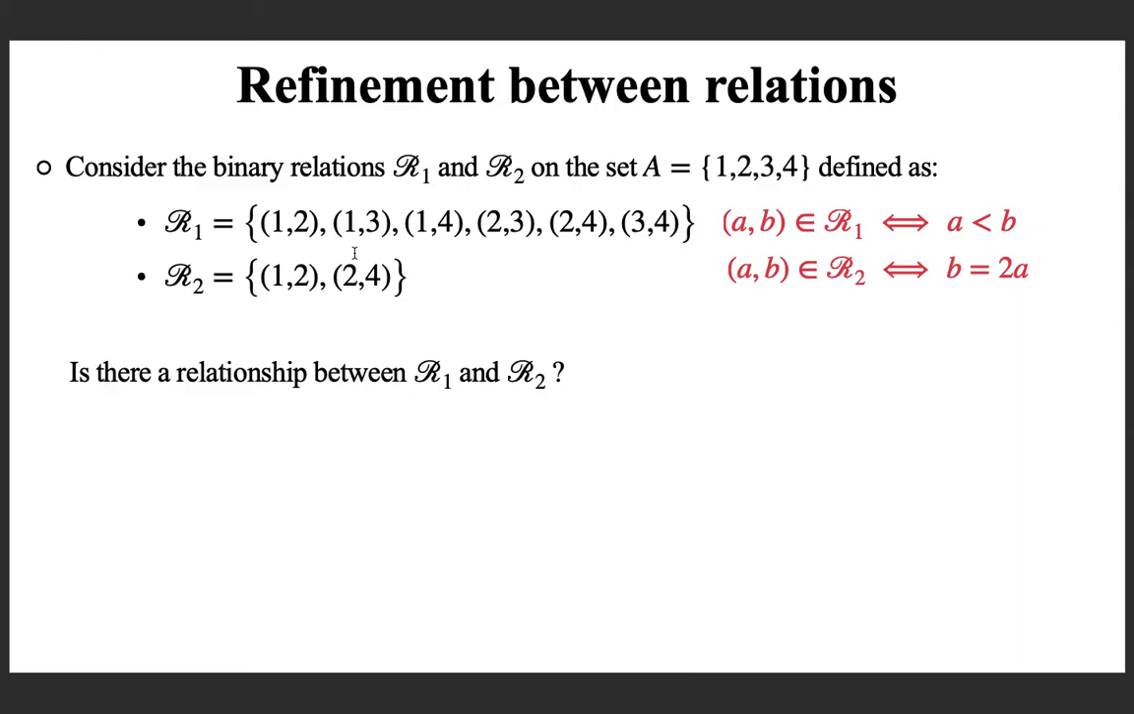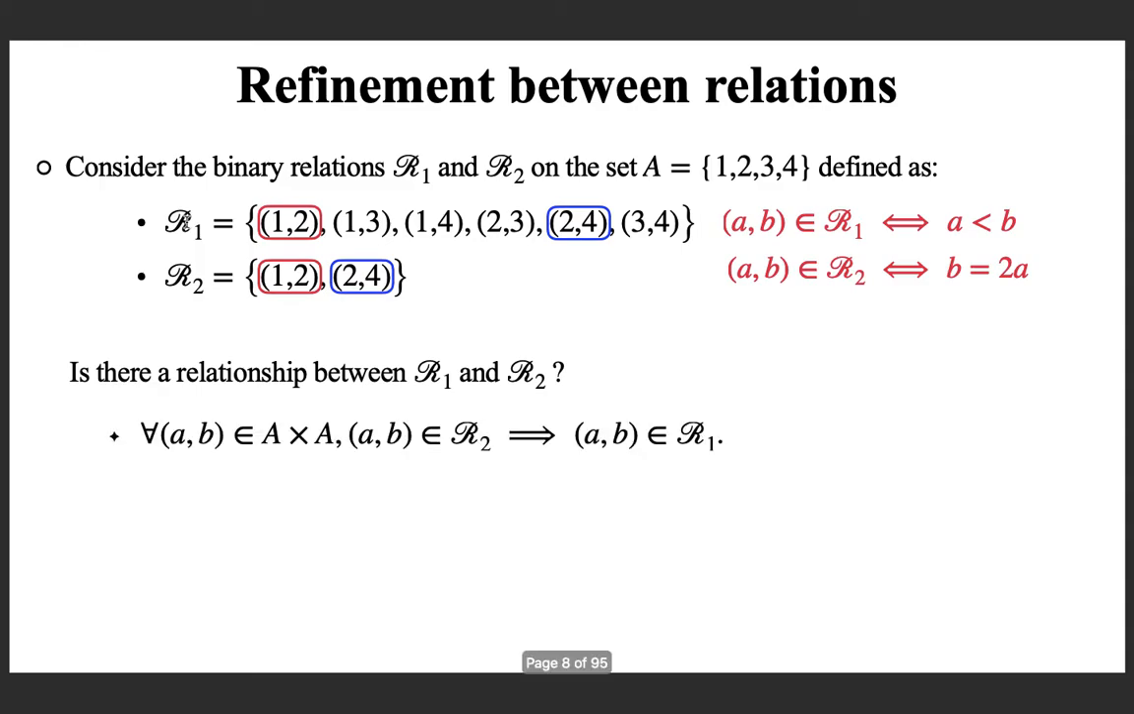You can see that each pair of elements in R2 is contained in R1. (1, 2) is here and (2, 4) is there. So R2 is completely contained in R1. Mathematically, you can say that for all A and B, if A and B are related under R2, then A and B are related under R1. So, a relation in R2 implies the same relation in R1. Or you can equivalently say R2 as a set of pairs is a subset of R1.